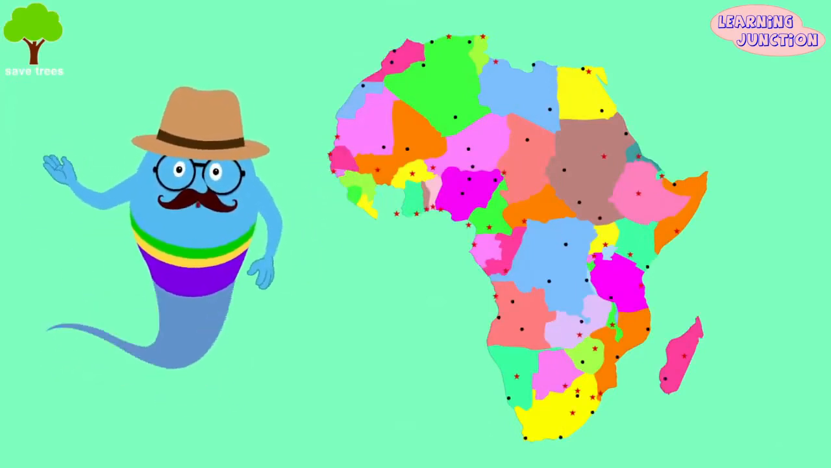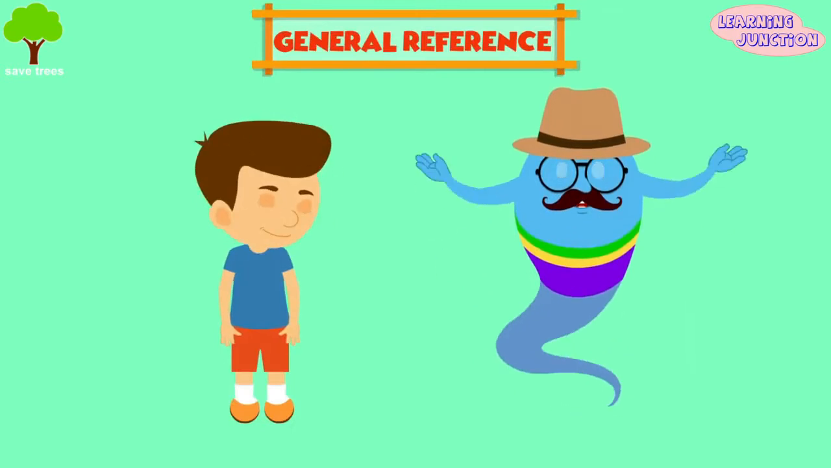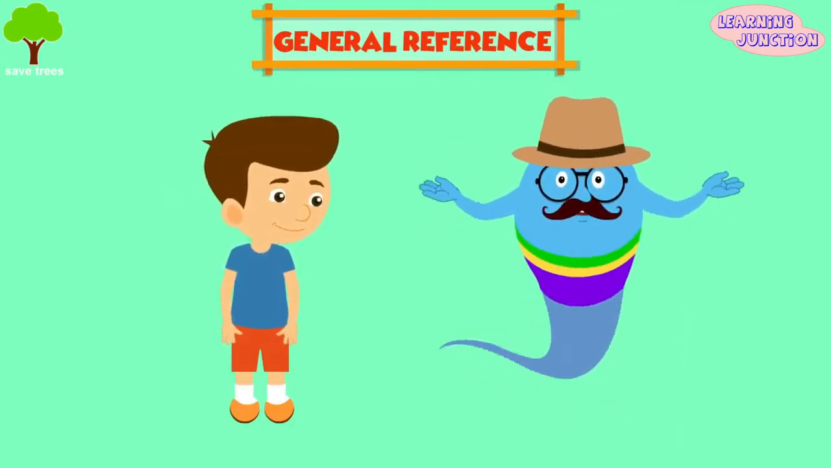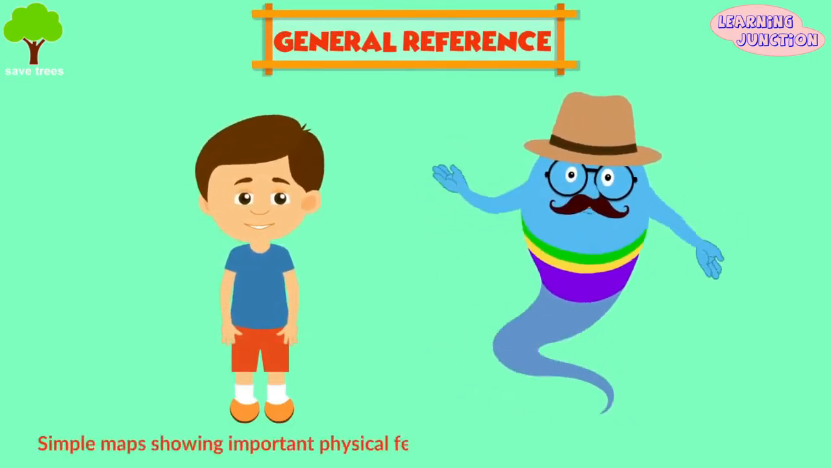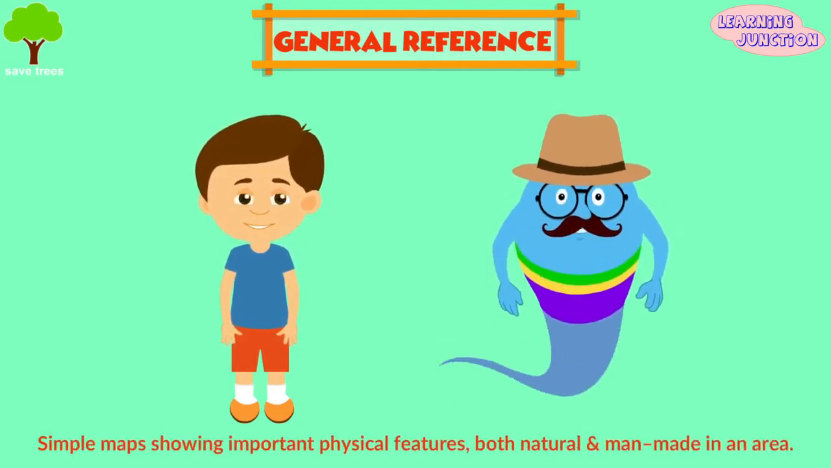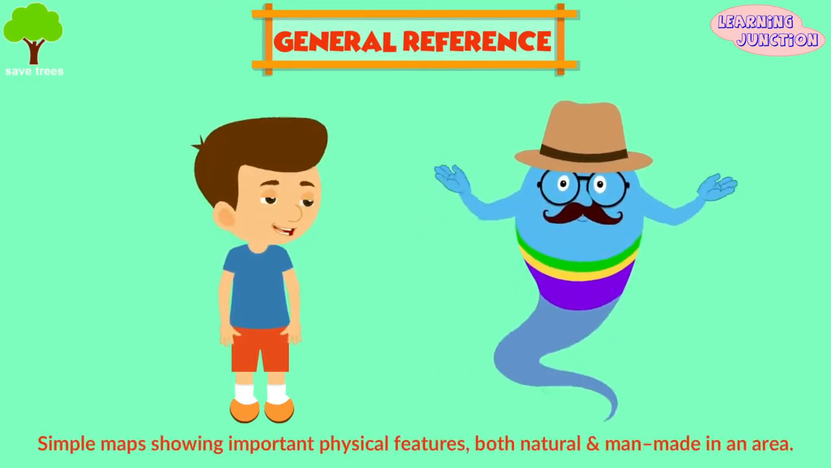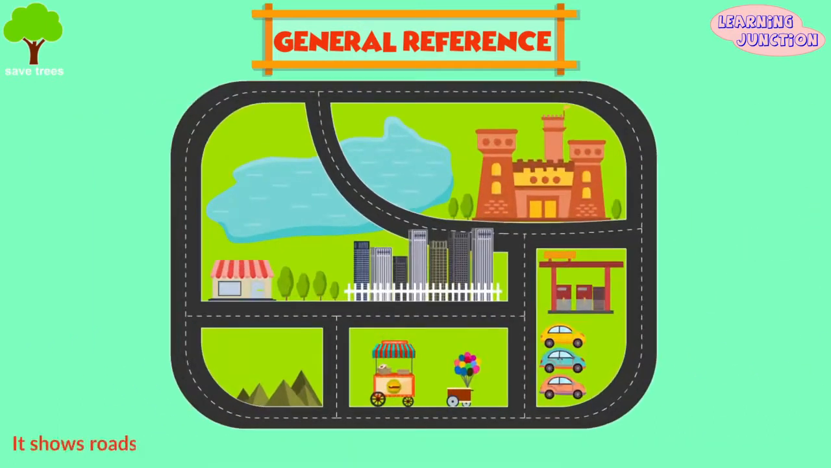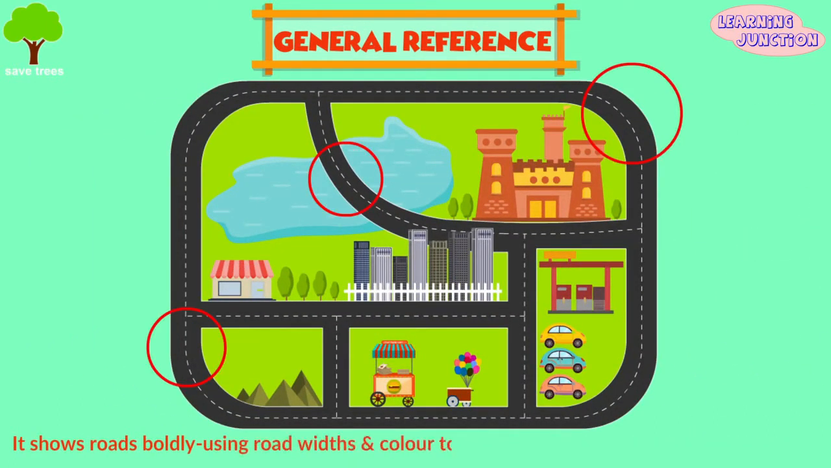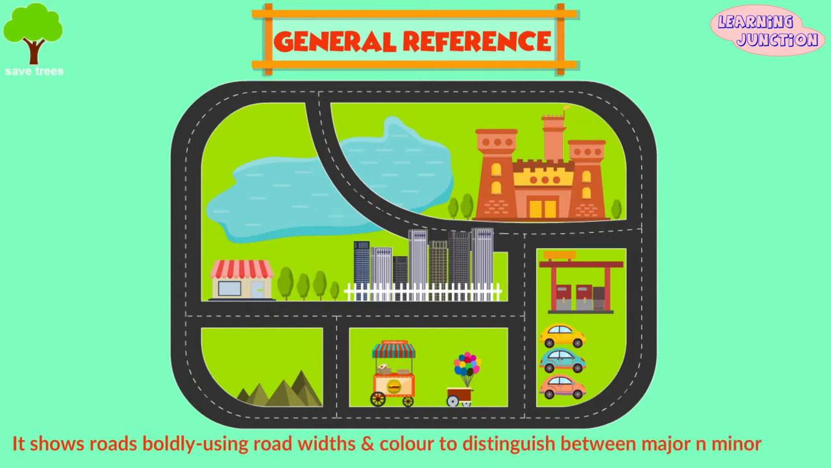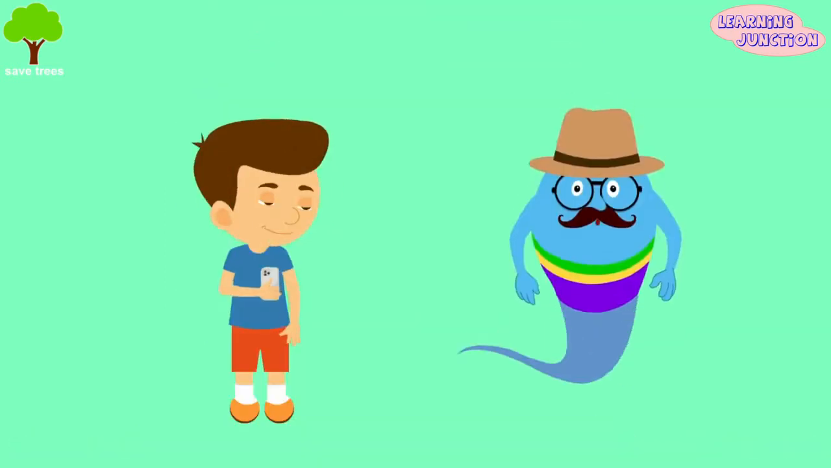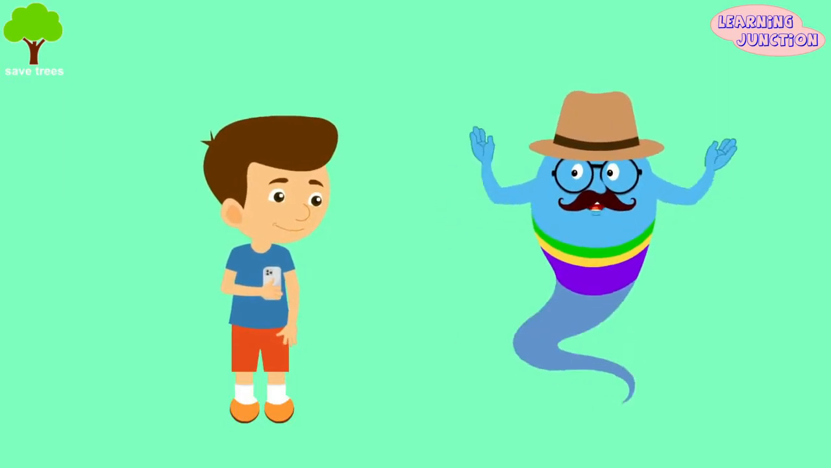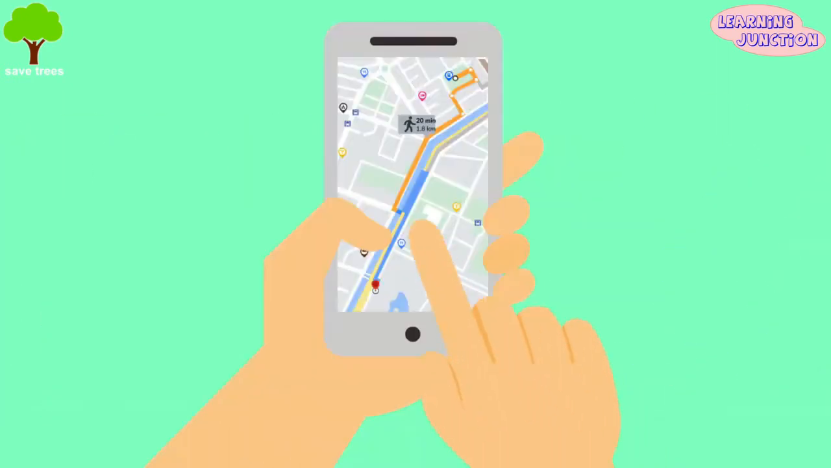There are many types of maps. General reference map. These are simple maps showing important physical features, both natural and man-made, in an area. For example, see this road map? It shows the roads boldly and using road widths and colors to distinguish between major and minor roads. Can you show the map from this park to your home? This road map is an example of general reference map.